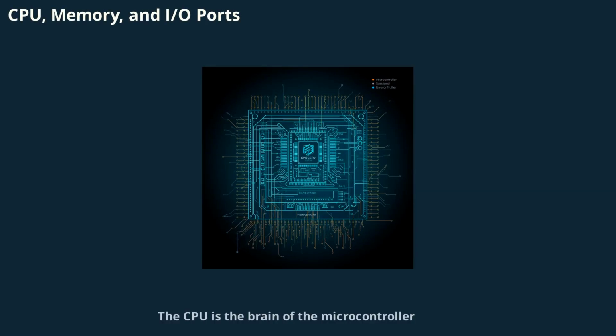The CPU is the brain of the microcontroller, executing instructions and managing data. RAM provides temporary storage for variables, while flash memory stores the program code. I/O ports connect the MCU to the outside world, enabling it to sense and control external devices. This combination makes microcontrollers versatile and powerful for embedded applications.